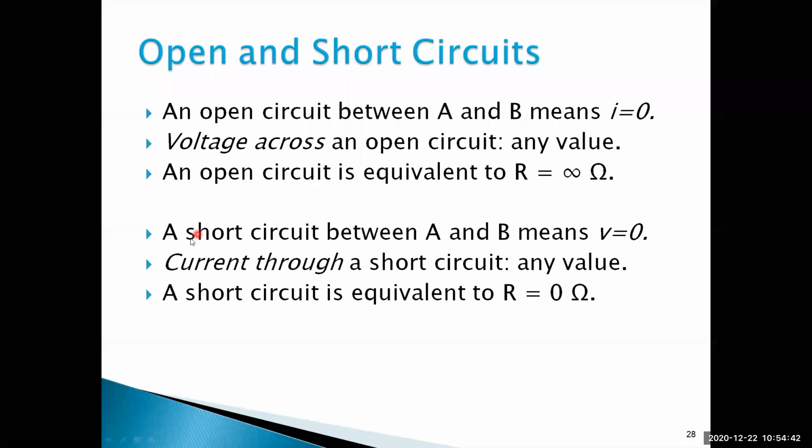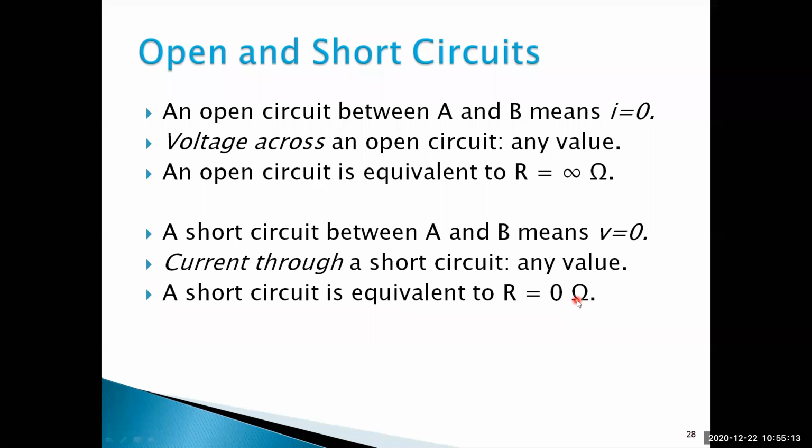Then short circuit. A short circuit between A and B. Under short circuit condition, what is the voltage across the device? 0. Voltage is 0 under short circuit condition. Current is maximum. Current through the short circuit can be any value, ideally maximum, infinity. A short circuit is equivalent to a resistance of 0 ohms.